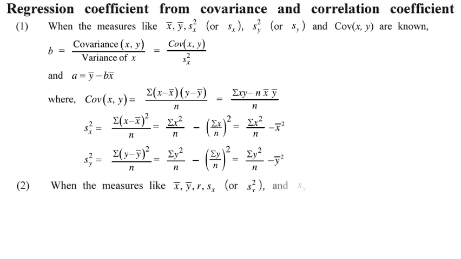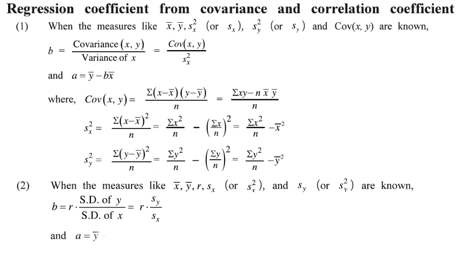The second case is when measures like x bar, y bar, the correlation coefficient, sx and sy are given. What we are going to do is r into SD of y upon SD of x, that is r into sy upon sx. Remember this, r into sy upon sx, and A is as usual the same. The formula of A does not change. A never changes. Only the formulas of B change because B has options. A does not. A directly uses whatever formula B used and puts it into the equation.